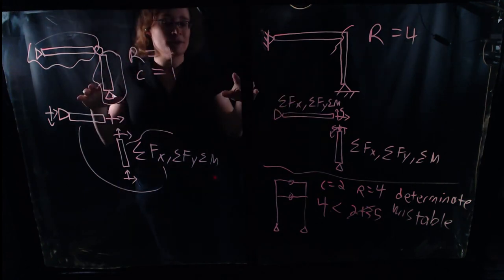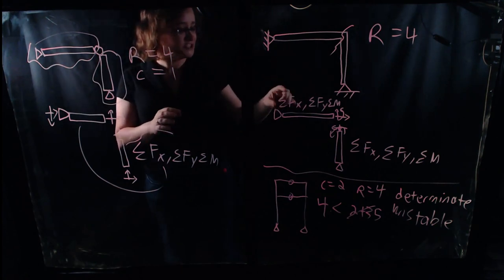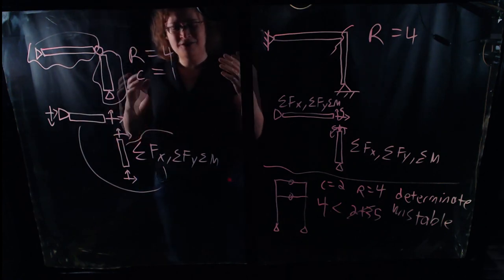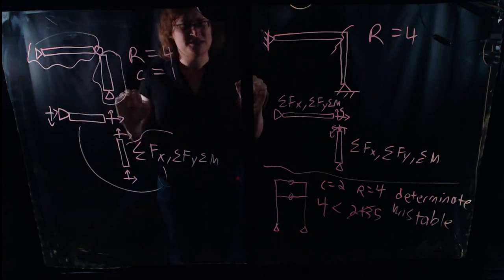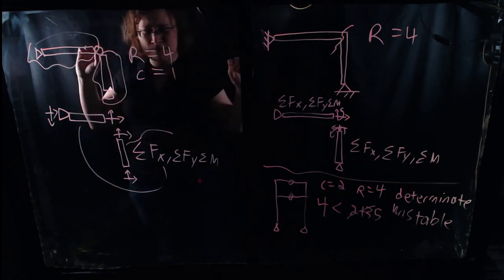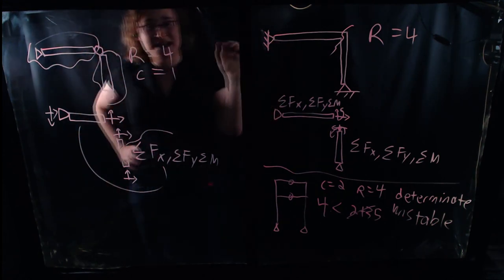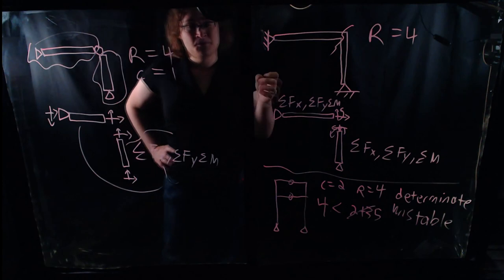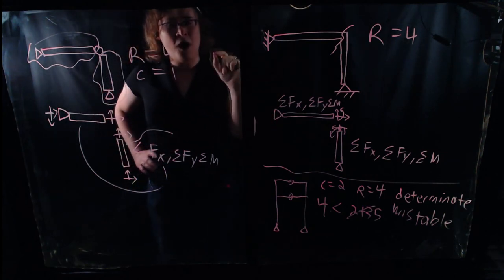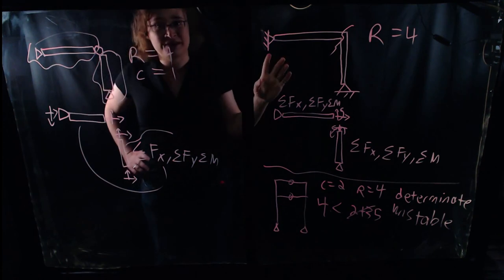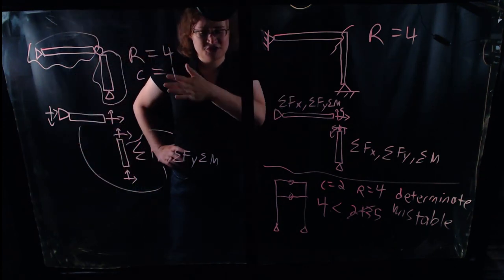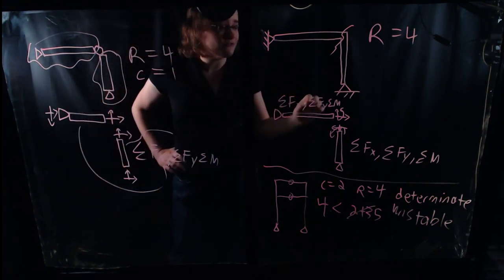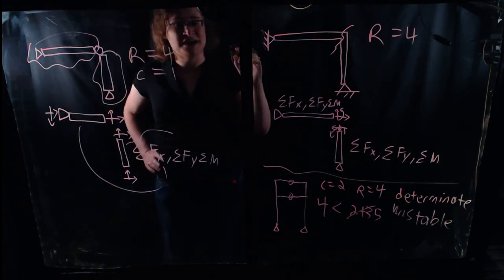And while giving it multiple paths does make it more difficult to solve for the reactions, in addition to making a structure indeterminate, it also adds redundancy. If you have a statically determinate frame and one element of that frame fails, the whole thing fails. There is no alternate path for the load to redistribute to. So determinate systems are easier to solve, but determinate structures by their nature have no redundancy.